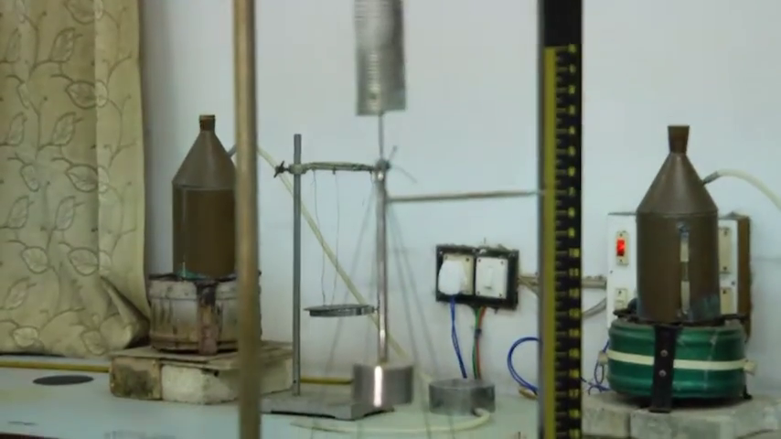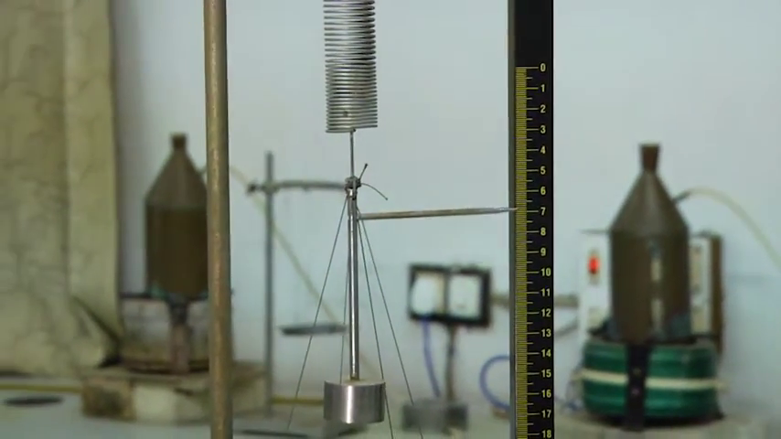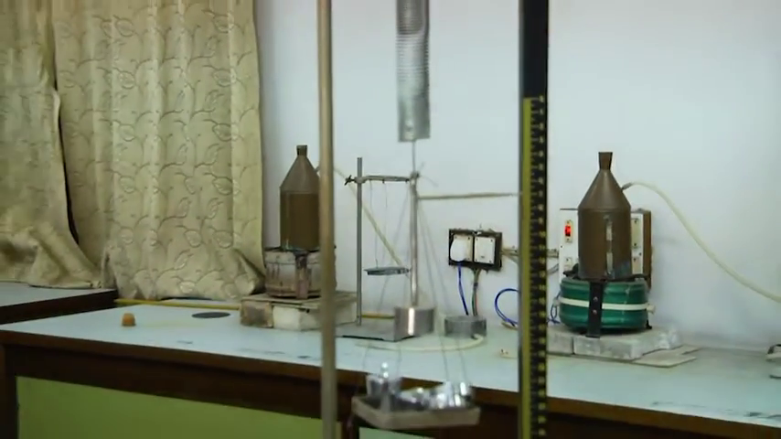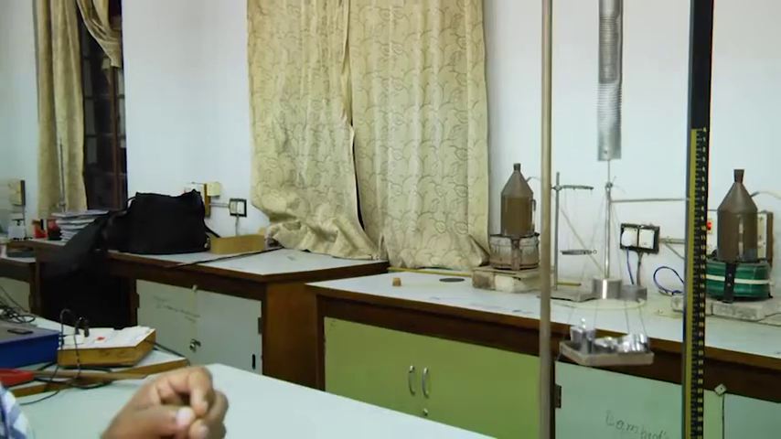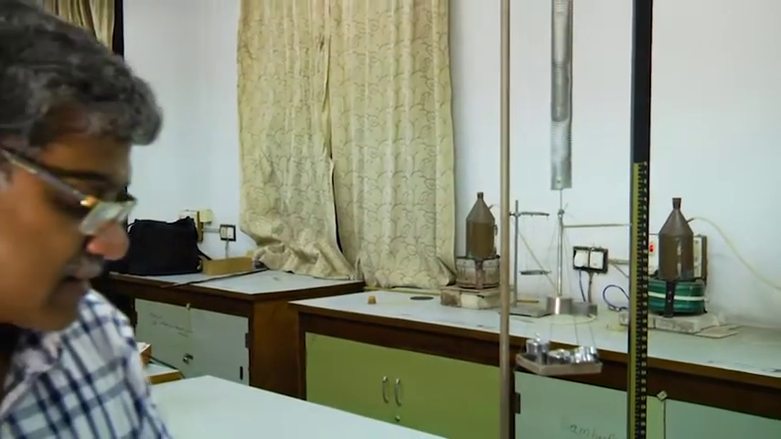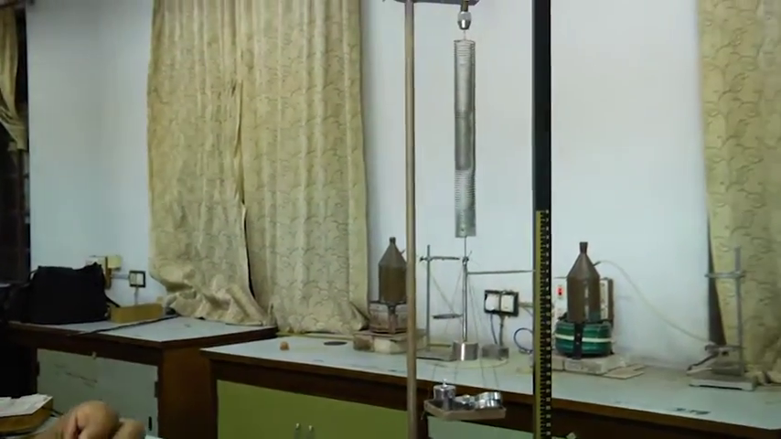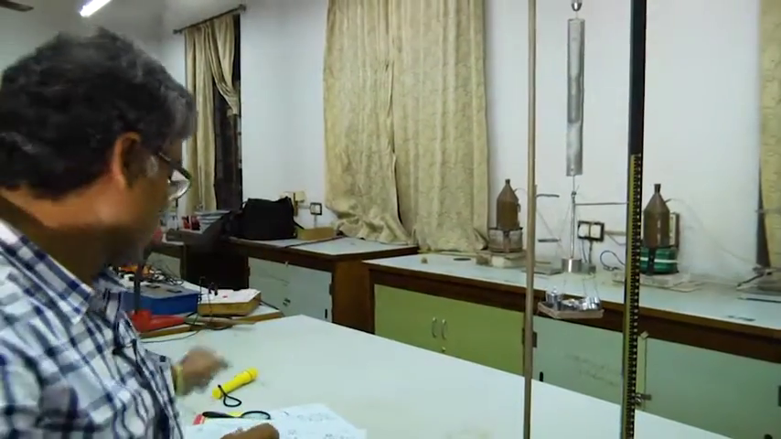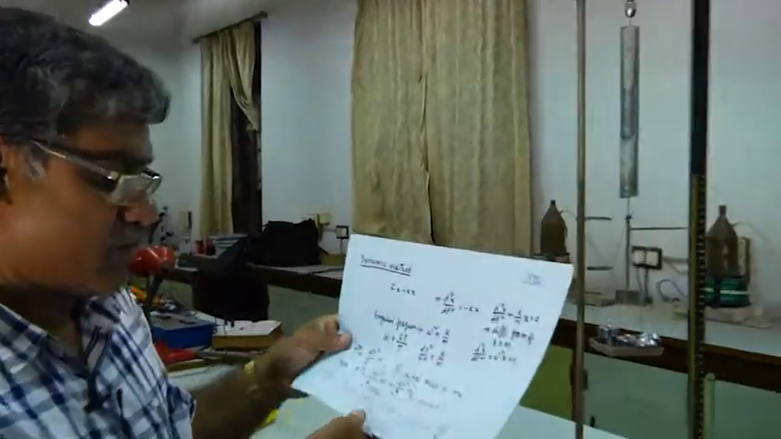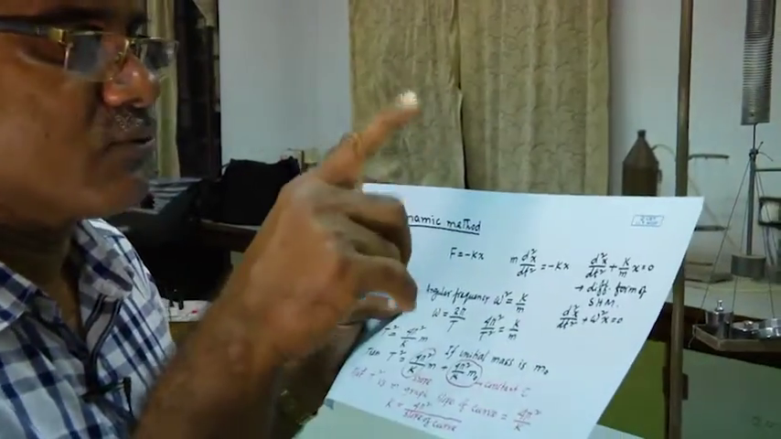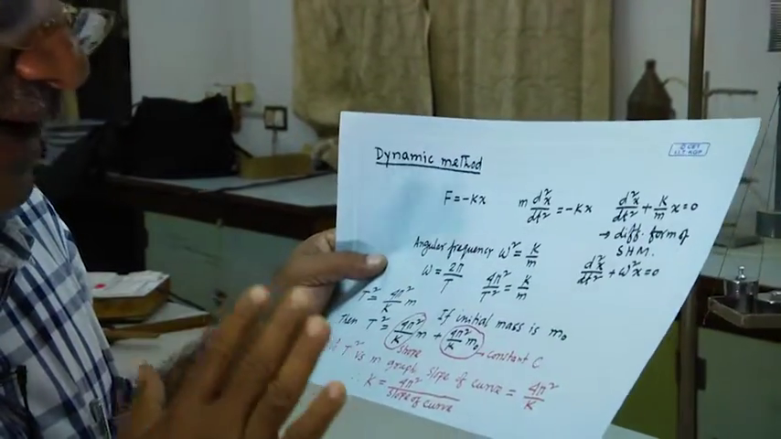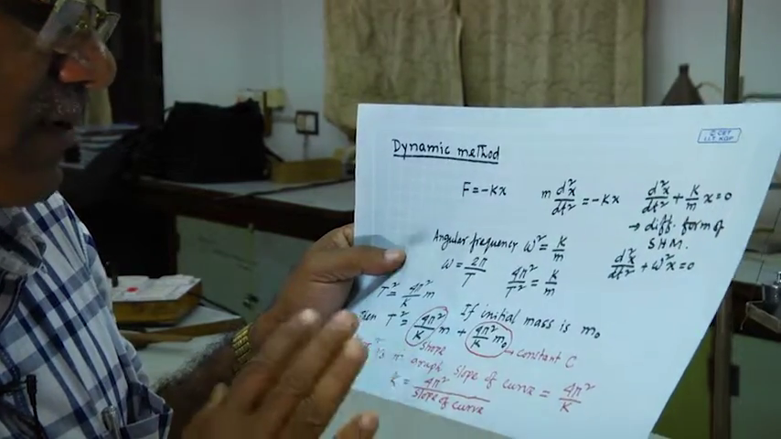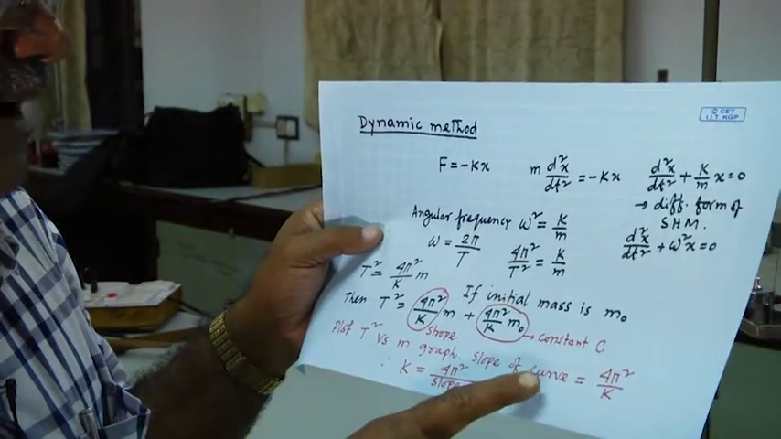Now we will do the calculation. We will find the square of the time period versus the mass. We will plot the mass on the x axis and T square on the y axis. The T square versus m graph will be a straight line, and from the straight line I will show you how to find the slope and how to find k.